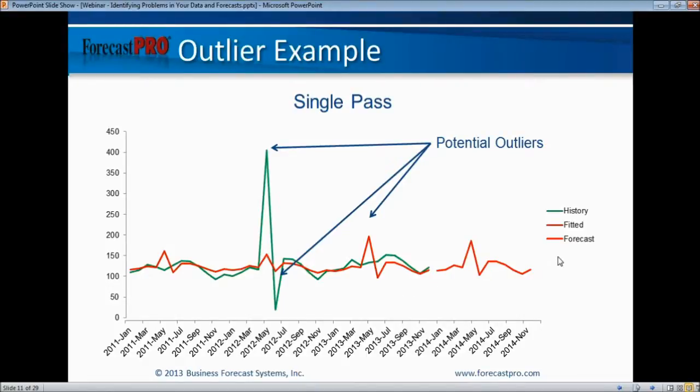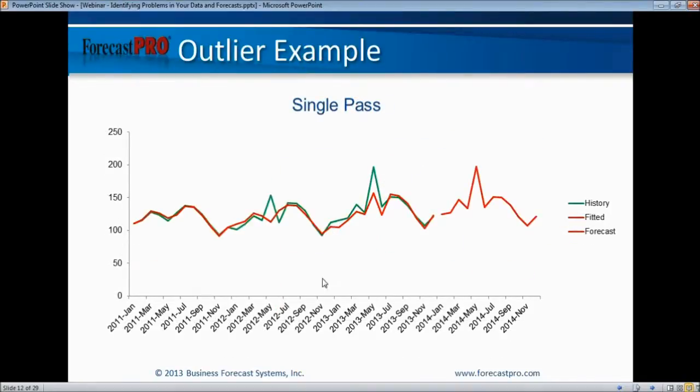So first, the single pass approach. I'm going to take these outliers and replace them with their fitted values. So I'll take that green line, I'll replace it with this value. I'll take that green trough, replace it, and I'll take this green one here and replace it. So let's do that. And here's what you get. So what you're looking at now is the green line is the corrected history.